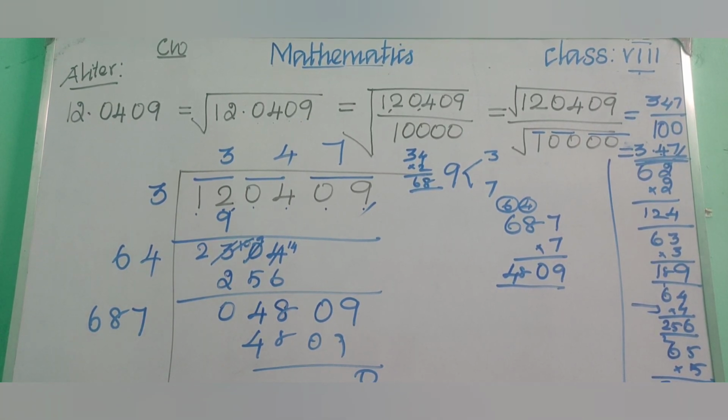You can use any one of the methods. You can use the long division method for decimal numbers, or else we can remove the decimal point and do the long division method. Okay, children, is it clear? Okay, let us do the next sum.